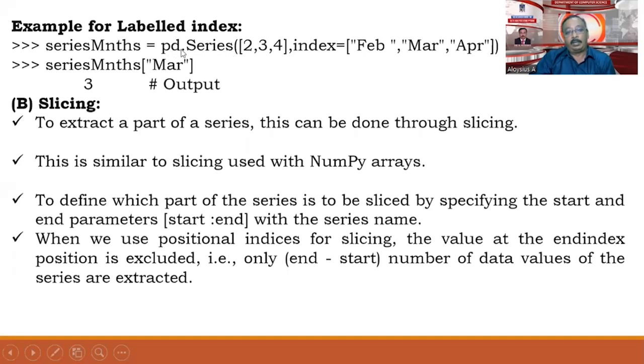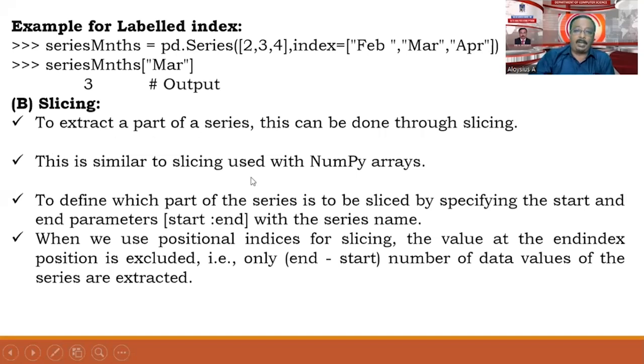Similarly, you have a series, pd.Series followed by a list is specified, and the series months is available with index values February, March, and April. And now let's try to specify the index in the series month. If you specify March, the value related to March is going to be 3. So you are getting 3 as output. This is a labeled index. Now coming to slicing.